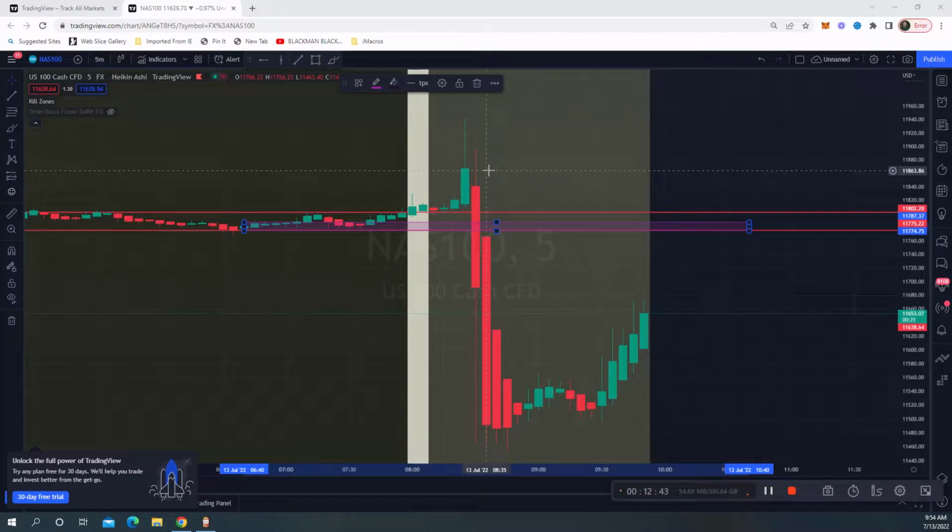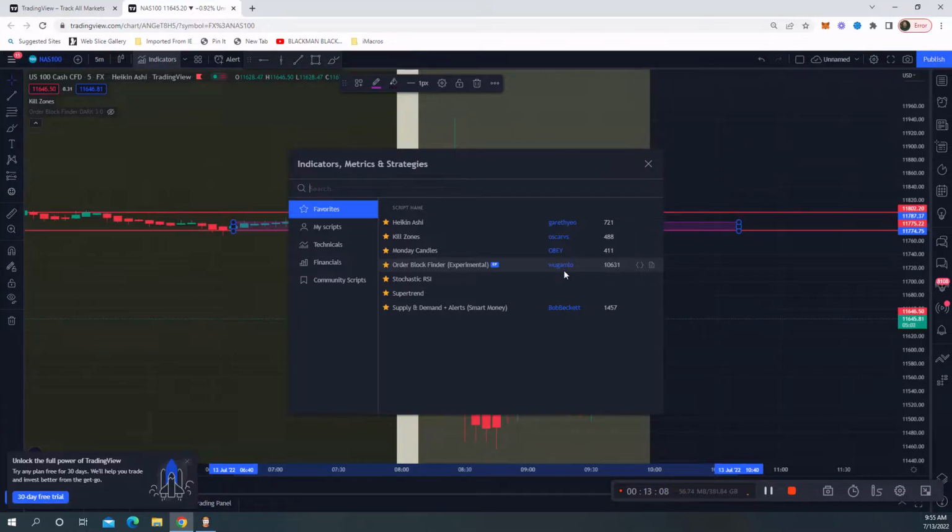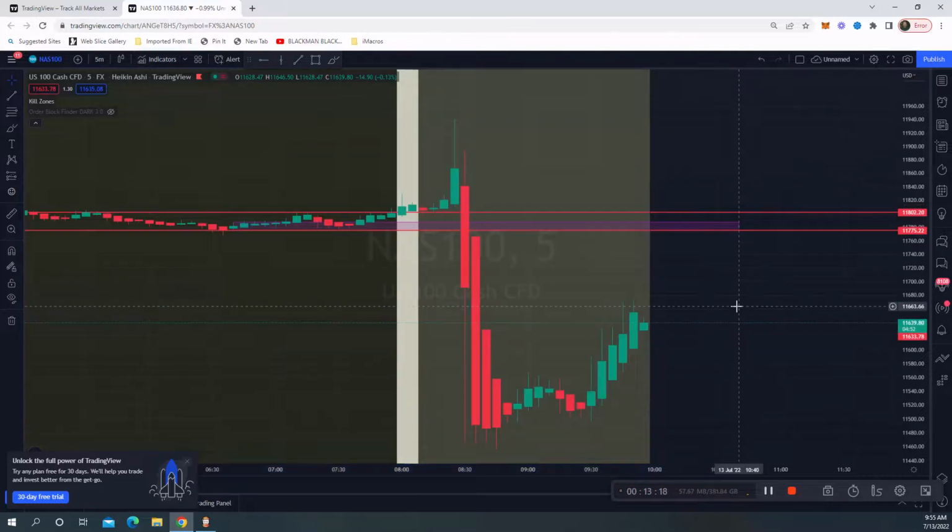I went through all the indicators, and this particular indicator does the best of what I was looking at, and it's free. So you go right up here in TradingView, you hit indicators. What you want to do is look for Order Block Finder Experimental. Right now it's over 10,000 uses, and it's this one here. You want to put this on as your indicator. Go ahead and save it.